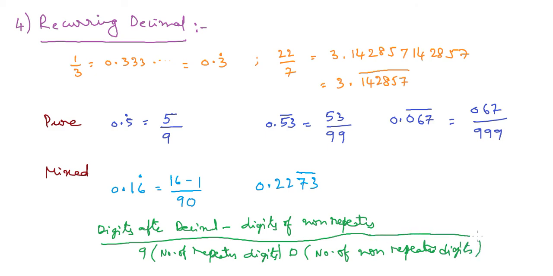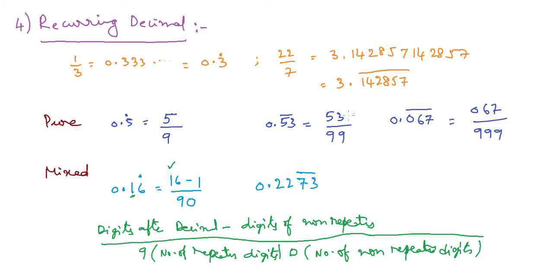Please understand this formula clearly. Here we need to write the digits after the decimal. The digits after the decimal are 1 and 6, so I have written 16, minus the non-repeating digits. The non-repeating digit is only 1. So 16 minus 1, divided by the number of repeating digits. I have only one repeating digit, so I place only one 9. After that, a 0 for the number of non-repeating digits, which is 1.